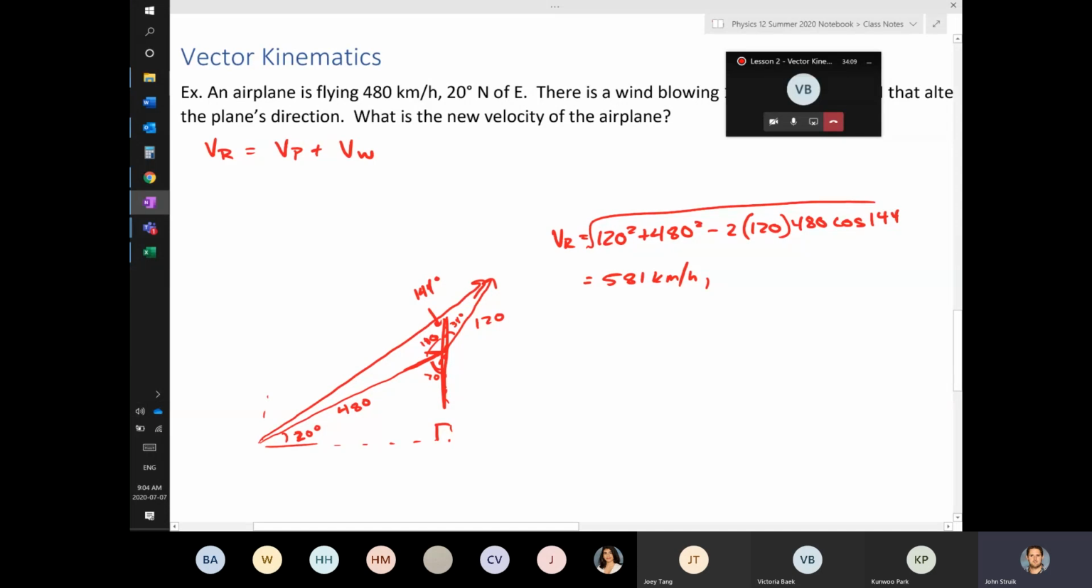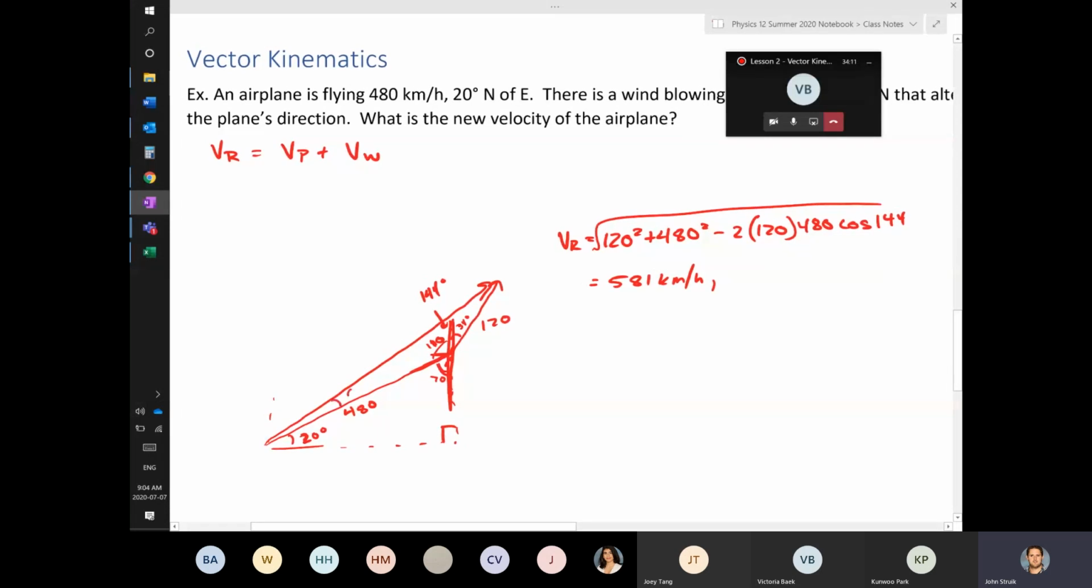And then we need the angle. So we're going to find this interior angle right here. We're going to use sine law to do that. So sine theta over 120 equals sine 144 over 581. And please stop me if I'm going too fast or you have no idea what I'm doing.